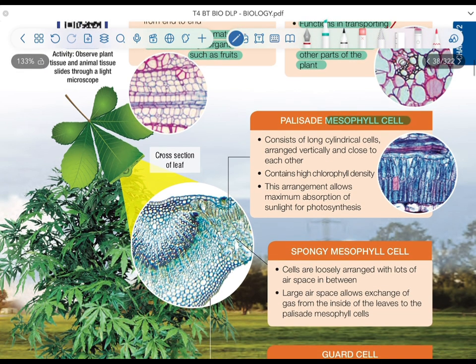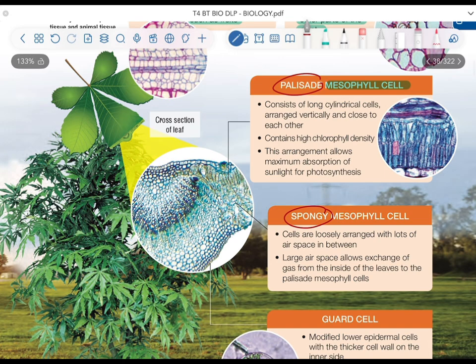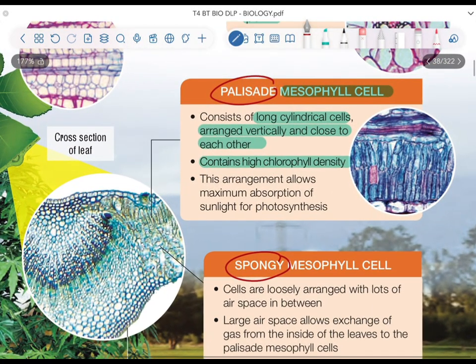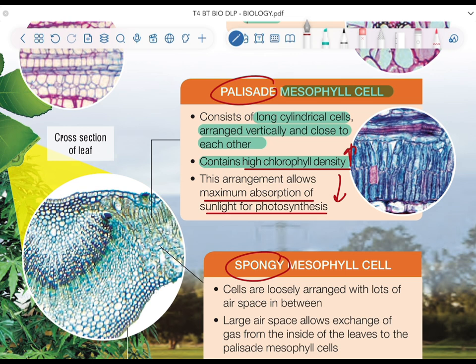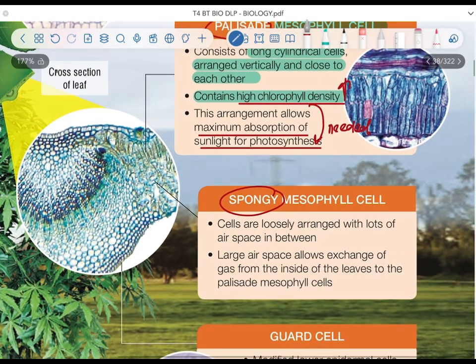So we have two types of mesophyll cell: the palisade mesophyll cell and the spongy mesophyll cell. The palisade mesophyll cell is made of long, cylindrical cells that are arranged vertically and close to each other. It contains a high chlorophyll density. For information, a high chlorophyll density means maximum absorption of sunlight for photosynthesis, because chlorophyll is needed to carry out photosynthesis.